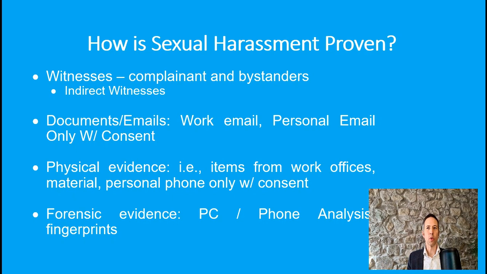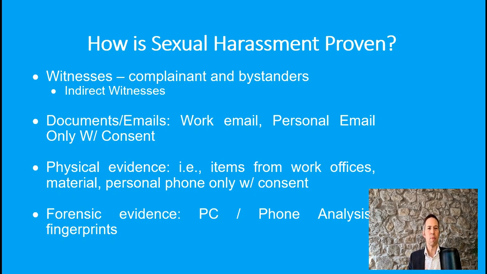So how is sexual harassment proven? It's proven in four ways. The first way is by witnesses. It could be the complainant or it could be bystanders. The complainant is obviously very important because one can hear from that person about how the unwelcome conduct affected them and what they experienced. But also the corroboration comes from bystanders who could testify that they saw the same inappropriate behavior that the complainant has described.